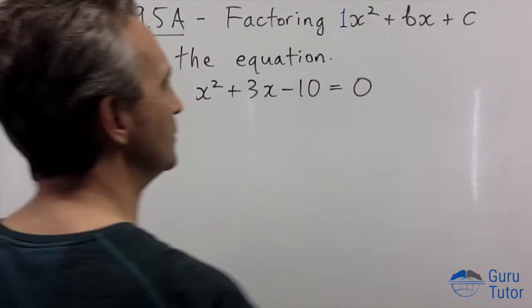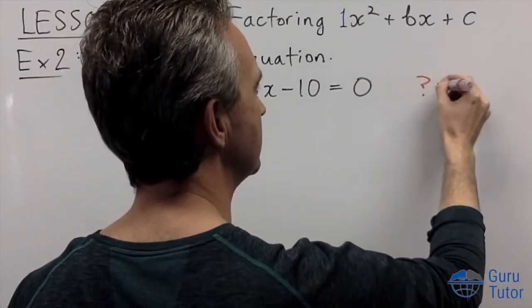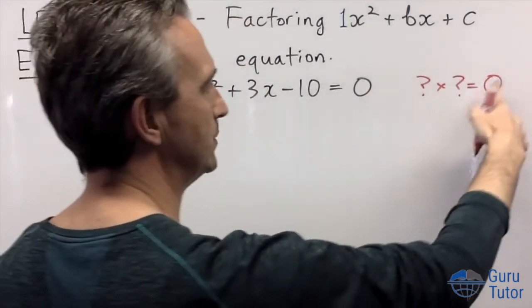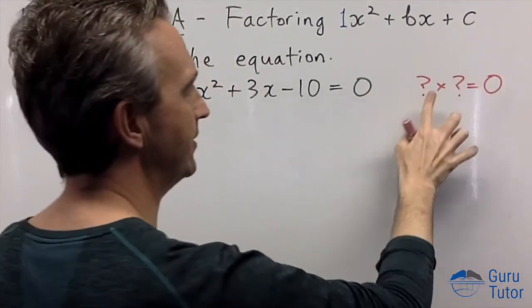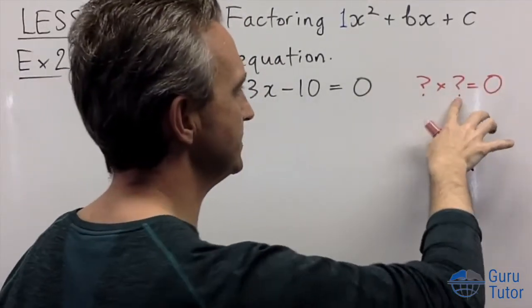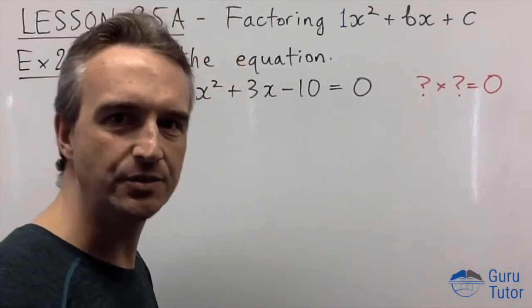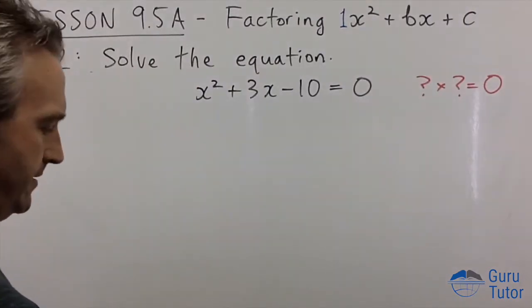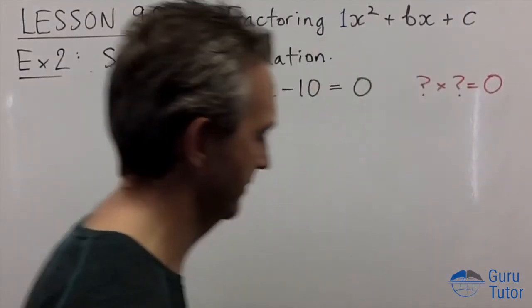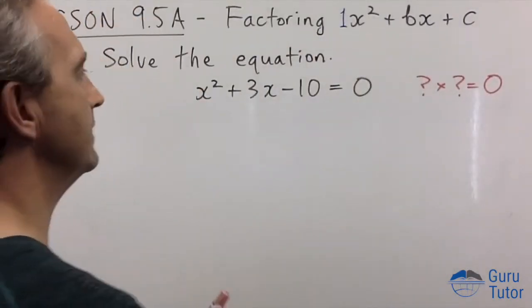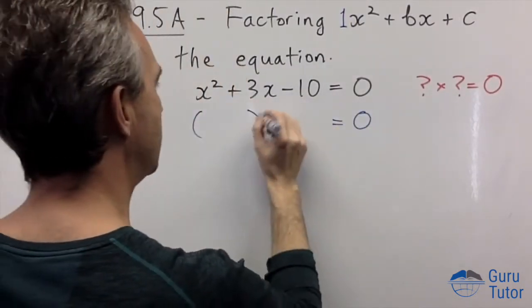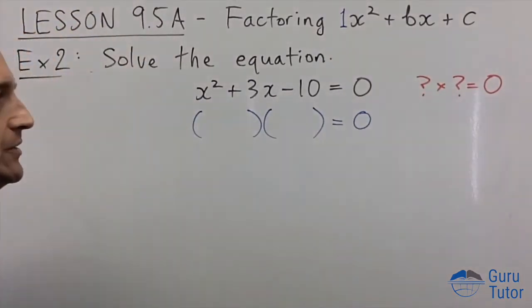Something equaling 0 reminds you of our zero product property. If we could get something times something equaling 0, then we can say that equals 0 or that equals 0, and then we get our two answers, our two roots, our two solutions. So all we're going to do is factor the left side. Let's give that a try. It still equals 0, and now we don't have an expression, we have an equation.